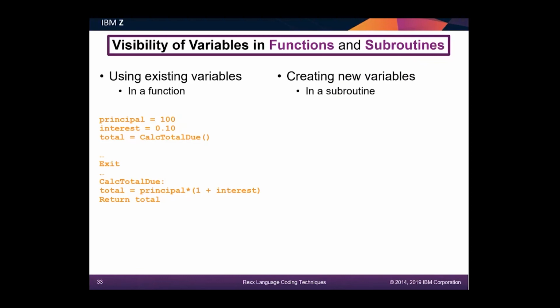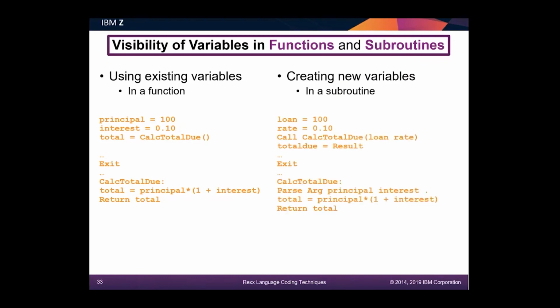So what if I wanted to create new variables in the subroutine? I could do that as well. In this case, I've still not used a procedure, so all of my variables here are still global, if you will. They're all visible in the main program and in the procedure, in both directions. So I've said loan is equal to 100, rate is equal to 0.1. I've now used a subroutine, call calculate total due, loan, and rate. So what I've done is I've passed in the value of 100, and I've passed in the value of 0.1. I have not passed the variables themselves. I've passed their values into the subroutine.